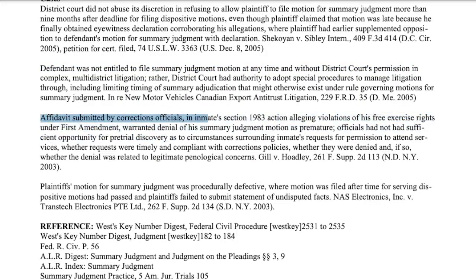Affidavit submitted by corrections officials in inmate's section 1983 action alleging violations of his free exercise rights under First Amendment warranted denial of his summary judgment motion as premature. Officials had not had sufficient opportunity for pretrial discovery as to circumstances surrounding the inmate's request for permission to attend services. Wow. Whether requests were timely and compliant with corrections policies, whether denied, and whether the denial was related to legitimate penological concerns. Penological. All right.